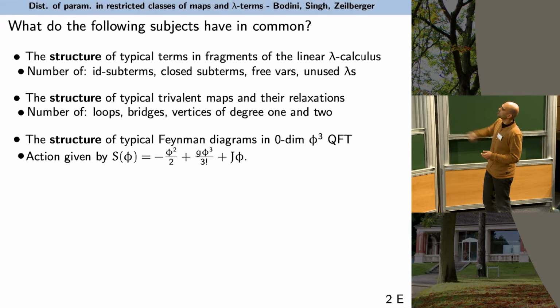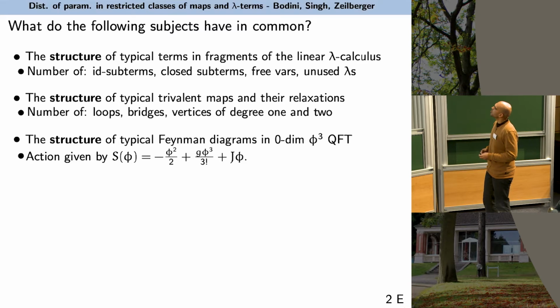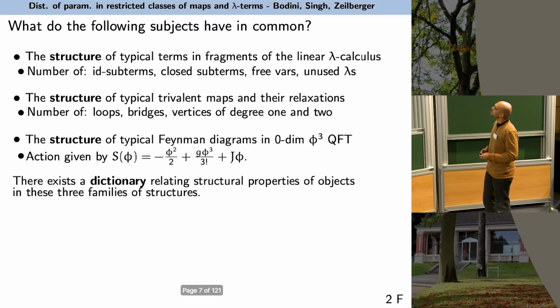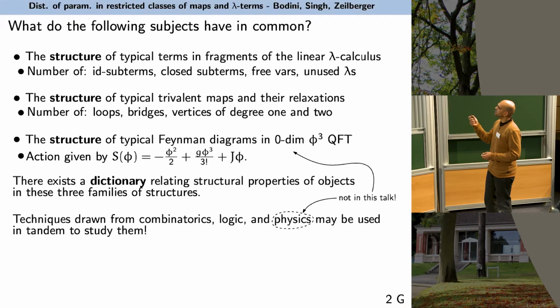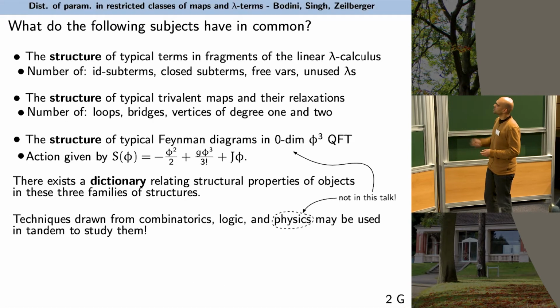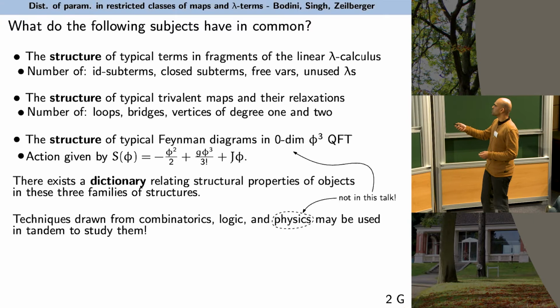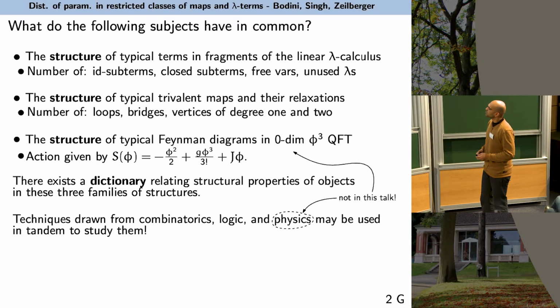And so, in first approximation, it seems that there is nothing in common. Perhaps there is something in common between these two, but the lambda calculus seems completely separated. But the point of this talk is to say that there exists a dictionary relating the structural properties of objects in these three families of structures, and that we can use techniques drawn from each of the corresponding fields, so from combinatorics, from logic, and from physics, to study them in tandem.